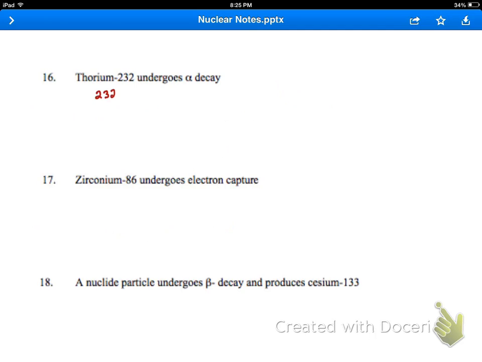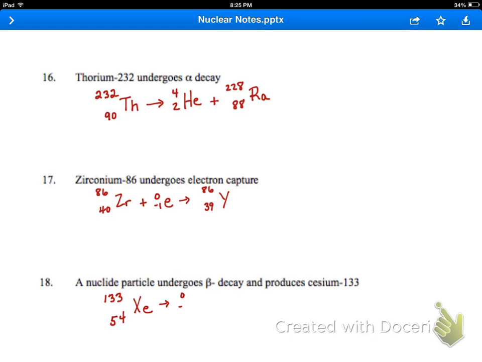And then these last 3 reactions are overall reactions, not just fill in the blank. And they involve alpha decay. Remember, alpha is the helium atom. And then electron capture. And capture means it goes on the left side of the arrow. And then beta decay. And beta decay goes on the right side of the arrow.